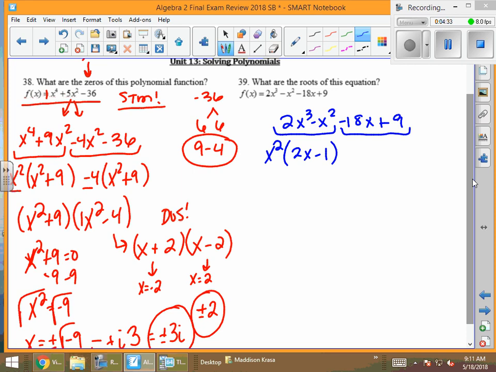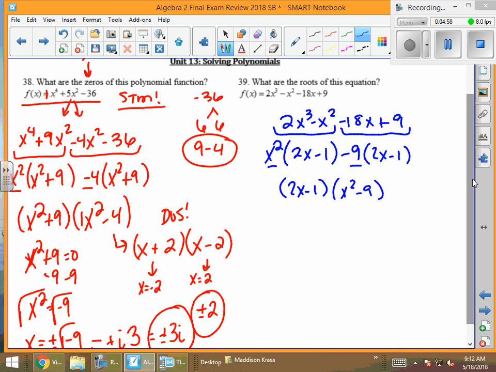And then, on the right-hand side, we need to get 2x minus 1, meaning we need to pull out a negative there so we can flip our signs. And we can also pull out a 9 because a 9 is common between 18 and 9. So the 2x minus 1 is one part of our factored form, and then the x squared minus 9 creates the other part of our factored form.